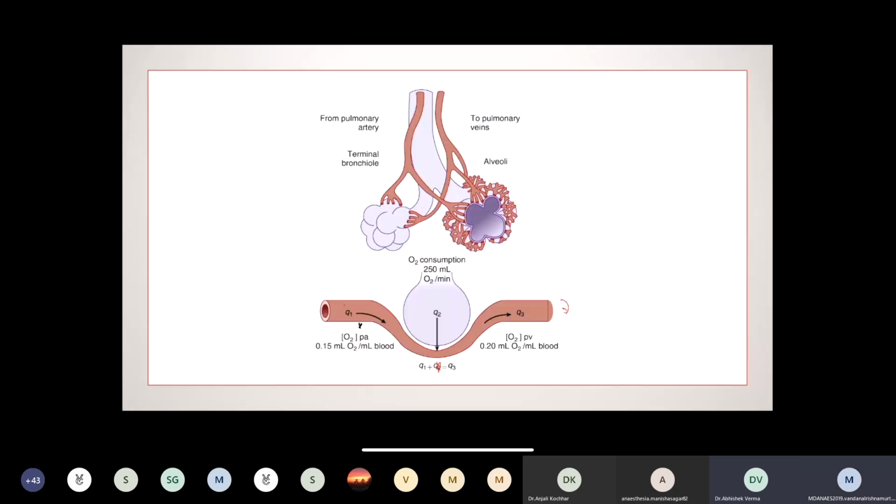All these principles are based on Fick's method, which basically depends on the law of conservation of mass. I hope everyone has understood Fick's principle, because all this derivation is based on Fick's principle only. It can be asked in the exam. It is very, very important.